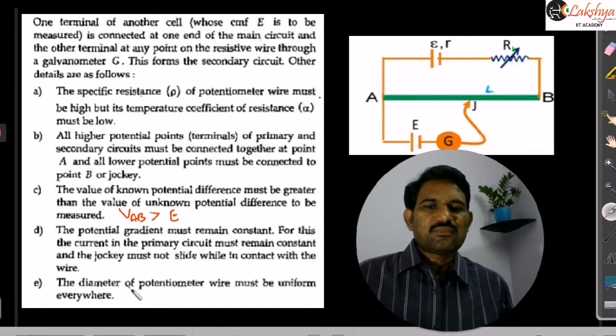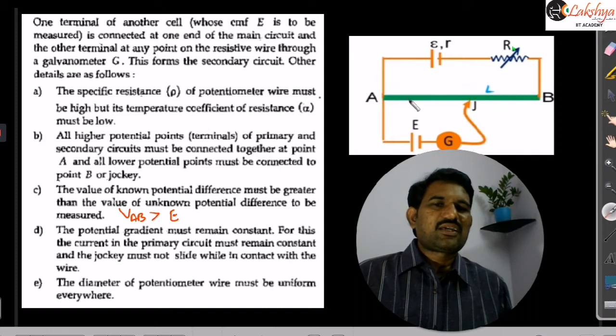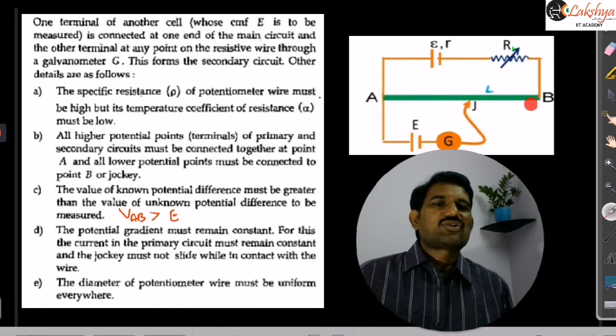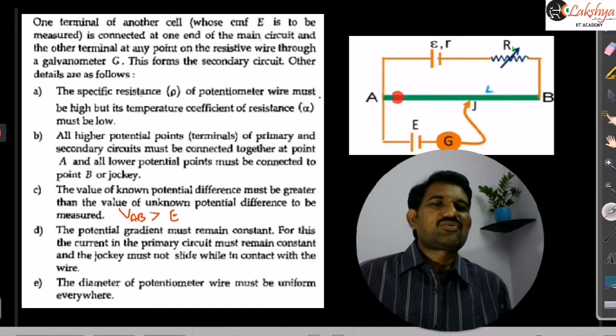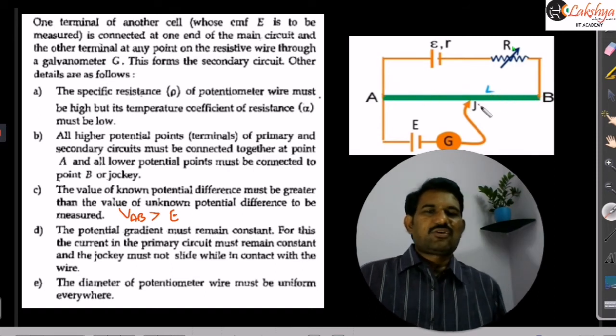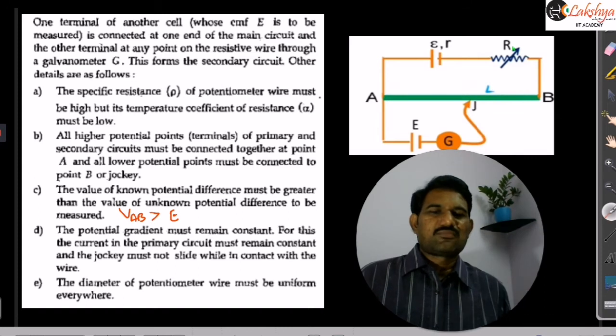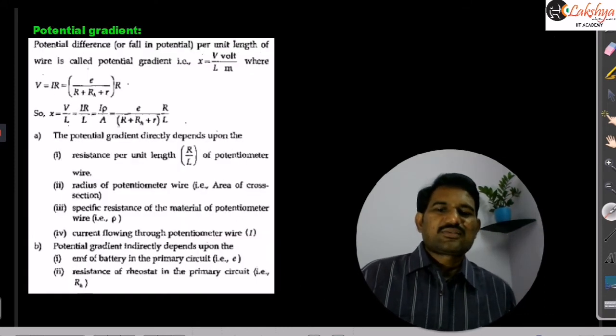The diameter of the potentiometer wire must be uniform everywhere. That means here the resistance, we generally take R proportional to L. Because of that, this potentiometer wire should have a uniform area of cross section, right? So then let us see about this potential gradient.